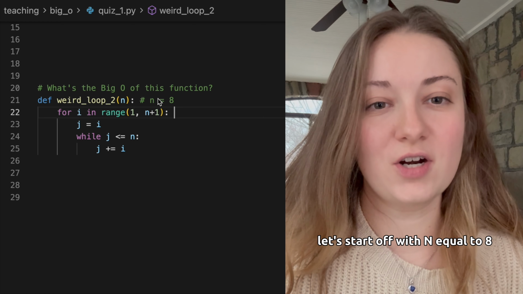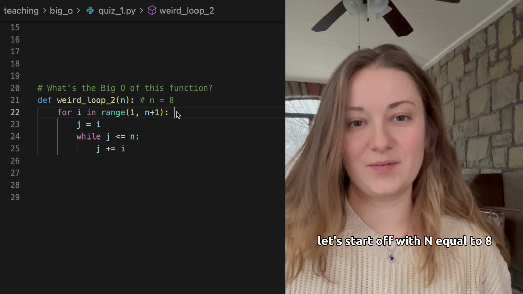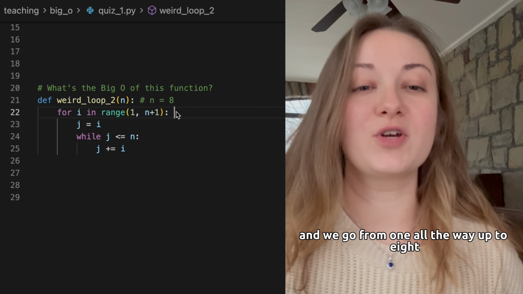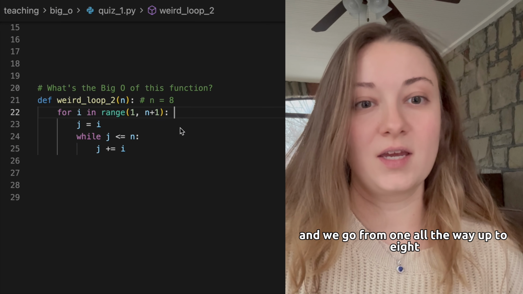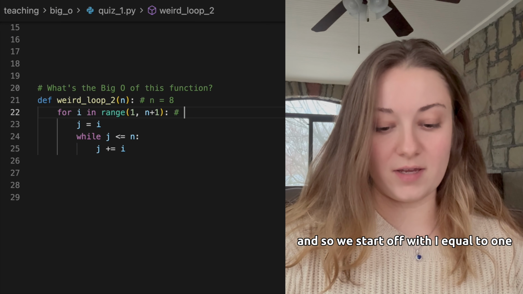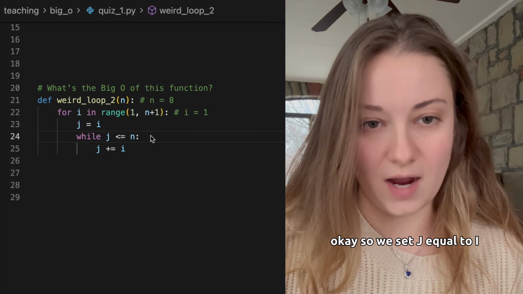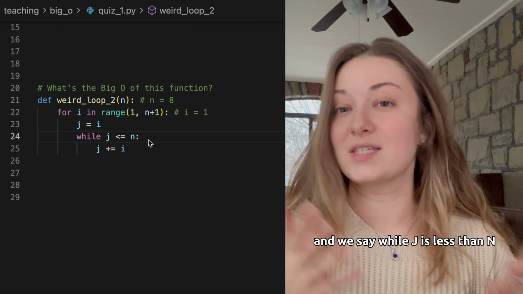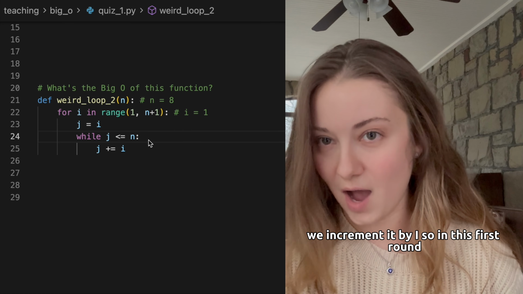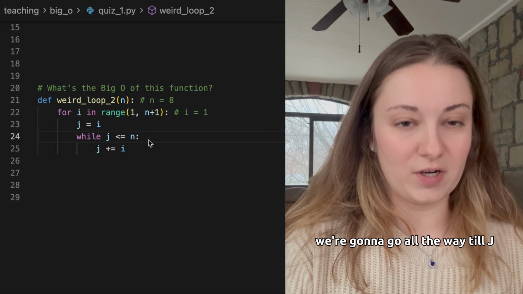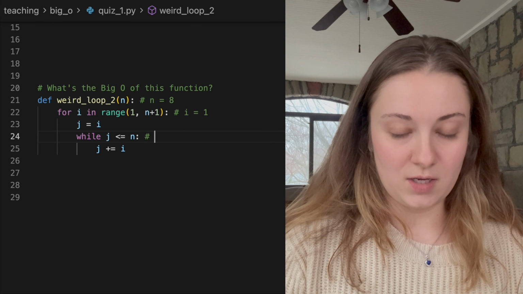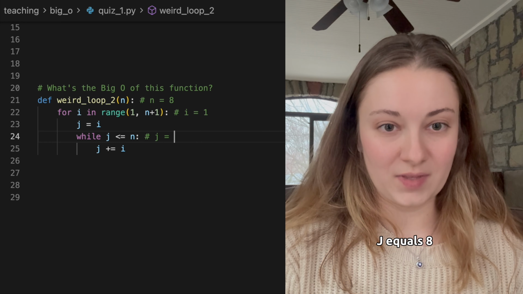So, okay, let's start off with n equal to 8. We have a for loop here, and we go from 1 all the way up to 8. We start off with i equal to 1. We set j equal to i, and while j is less than n, we increment it by i. So in this first round, we're going to go all the way till j equals 8.